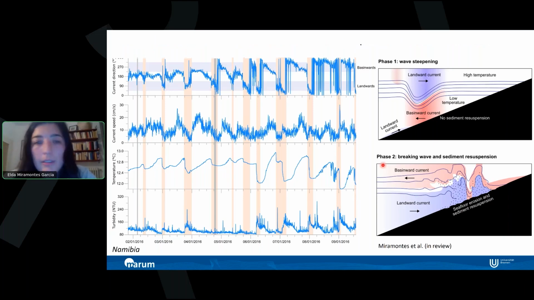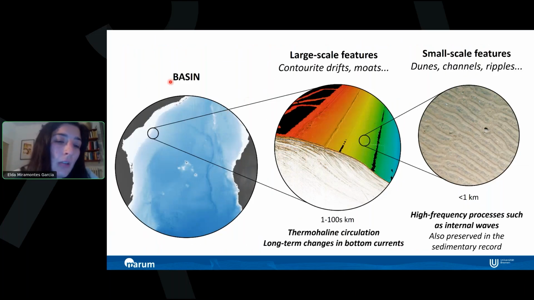So to summarize, we are going to have very different types of deposits and processes depending on the scale at which we are looking. If we are looking at a basin scale and large scale features like the large contourite drifts, large moats, and in general large contourite depositional systems, then we will be able to see changes in the thermohaline circulation. So we will be able to see the long-term changes in the bottom currents.